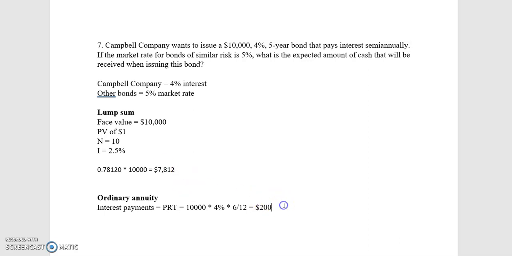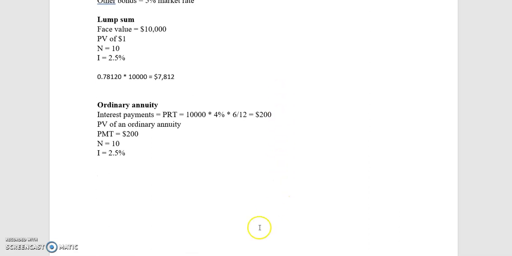That means that the present value of this $10,000 is $7,812. Let's do the same type of consideration for our ordinary annuity now. We want to find the present value of all of these equal $200 payments. So we're going to be using the present value of an ordinary annuity table. We know that the amount of our payment is $200. We know that our N is 10, and we know that our I is 2.5%. So we can get right to taking a look at our table.